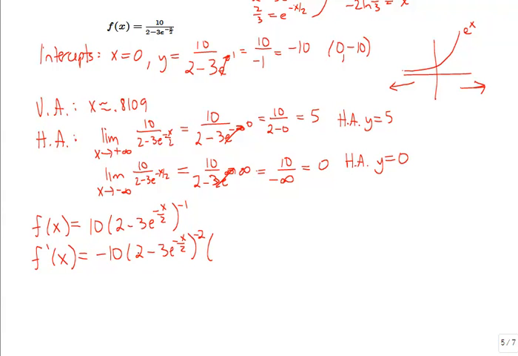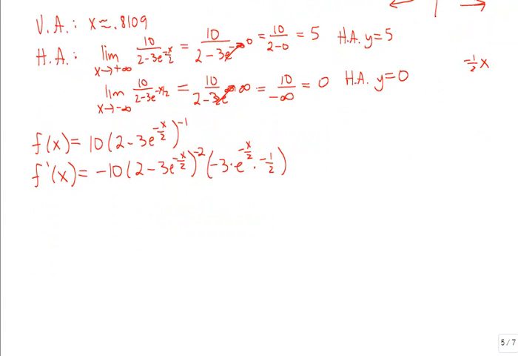Now the derivative of the 2 goes to 0. The minus 3 stays put. And then be careful here, this is e to the stuff. So its derivative will be e to the stuff back again times the derivative of that stuff. And the derivative of negative x over 2, that's like a negative 1/2 x. So the derivative of negative 1/2 x is a negative 1/2. So there's my derivative.